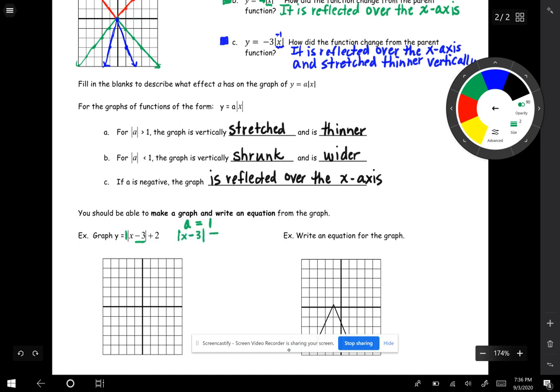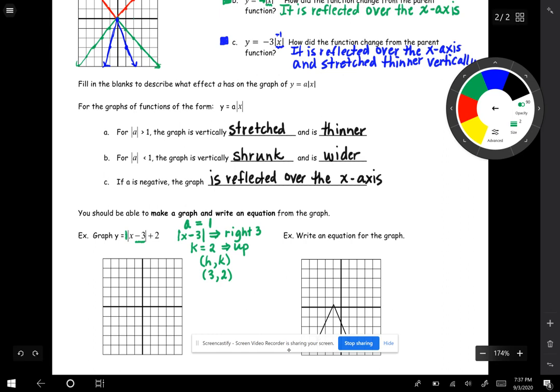So that tells you move right 3. And then K is 2, and that means you go up 2. So let's start with our vertex. Our vertex is H, K, which is 3, 2. Once you have the vertex, it's clear sailing after that. So go right 3, up 2.